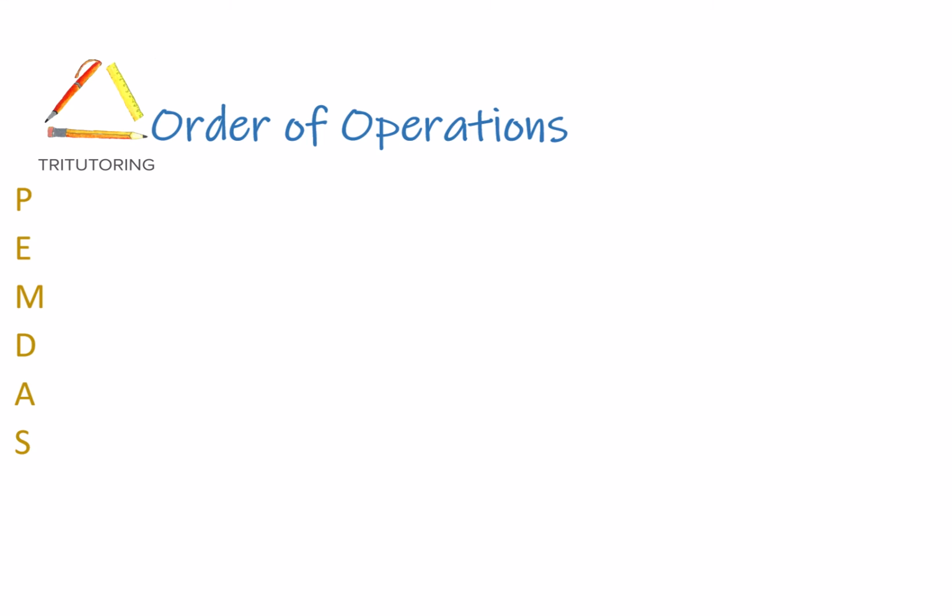It starts with P. P is parentheses. E is exponents. M is for multiplication. D is division. A is addition, and S is subtraction.